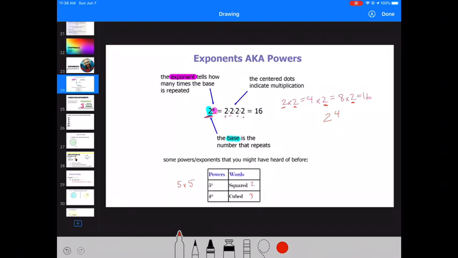So 5 times 5, what does that give you? 25. 4 cubed is 4 multiplied 3 times: 4 times 4 times 4. So you think, well, 4 times 4, that's 16. So those two give you 16. And then 16 times 4, why? That gives you 64. All right.